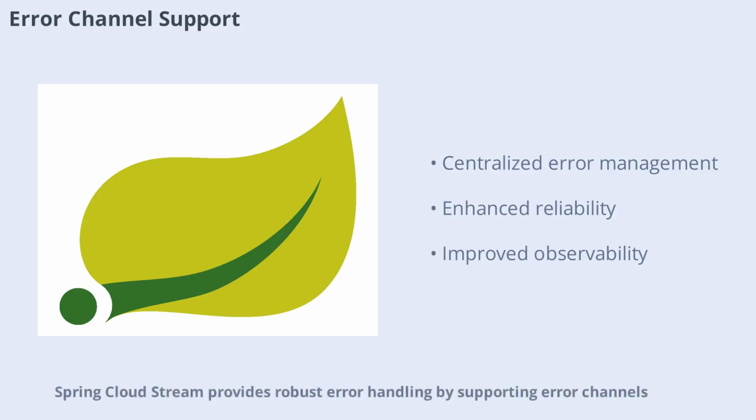Spring Cloud Stream provides robust error handling by supporting error channels. Errors encountered during message processing can be published to specific destinations, allowing for centralized error management and monitoring. This feature enhances the reliability and observability of your messaging applications, making it easier to detect and respond to issues.